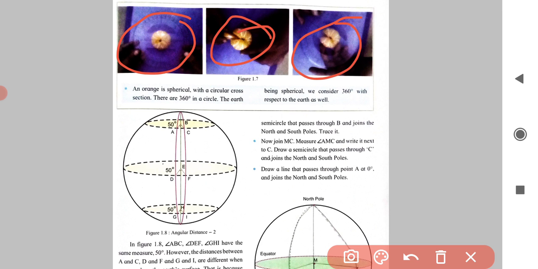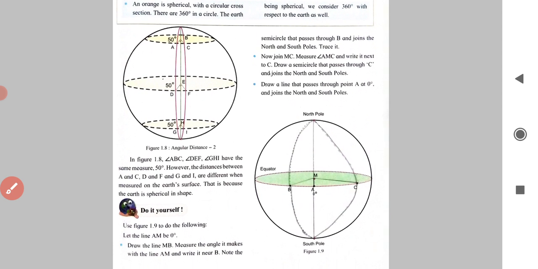Now here we are going to understand. See, an orange is spherical with a circular cross section. There are 360 inner circles in the earth. Now we are going to understand it here. Dear student, I will show you. See, this is the figure 1.8. Angular distance.